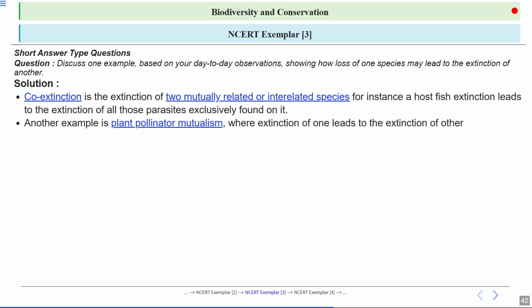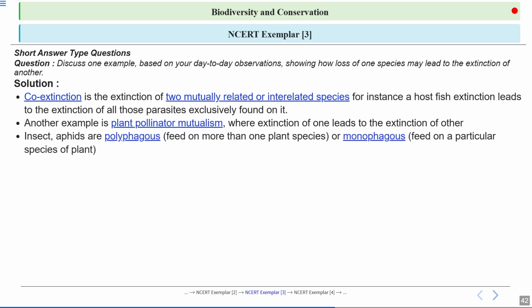Another example is plant pollinator mutualism, which we have discussed, where extinction of one leads to extinction of another. So if there is no plant, then the pollinator can also get extinct because that plant was its only food source. It was getting the nectar and the pollen from that plant.